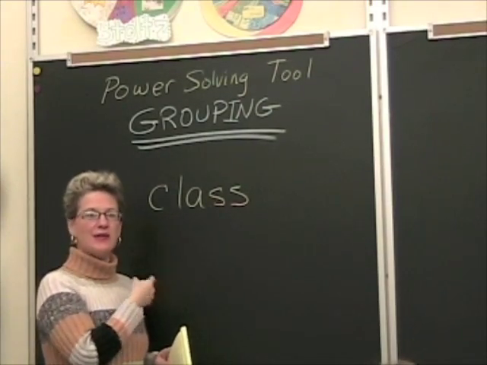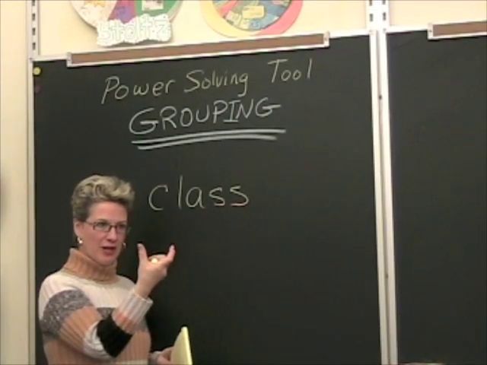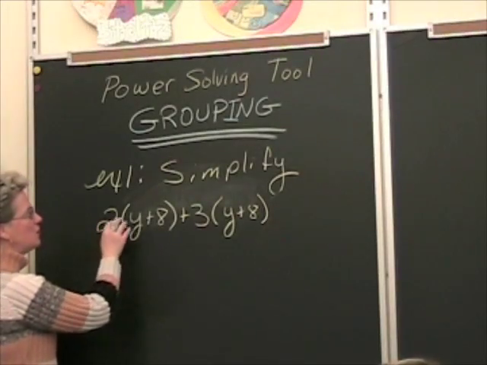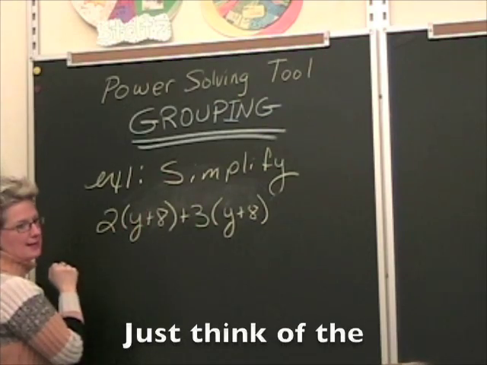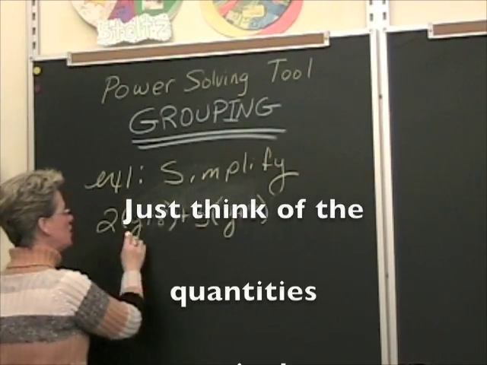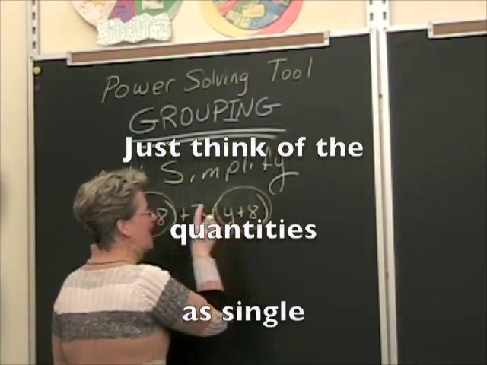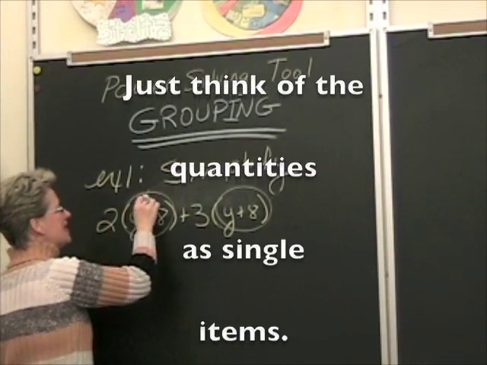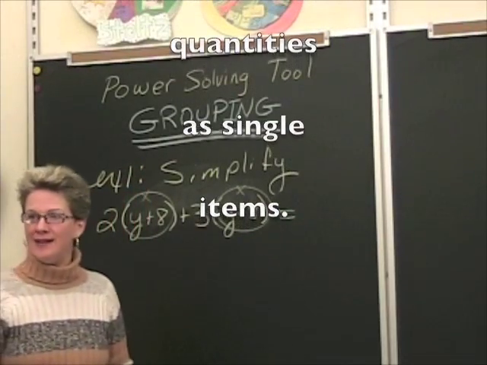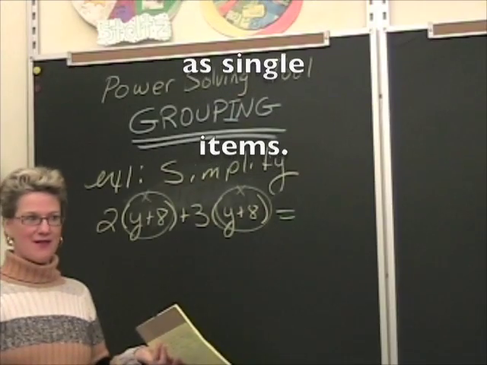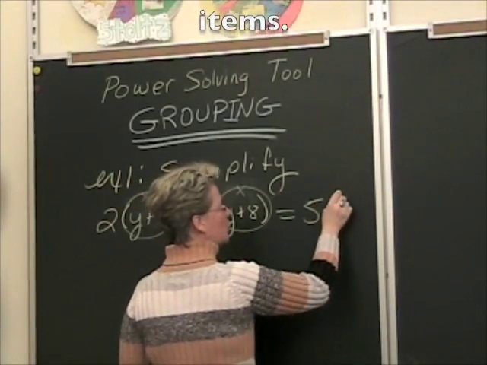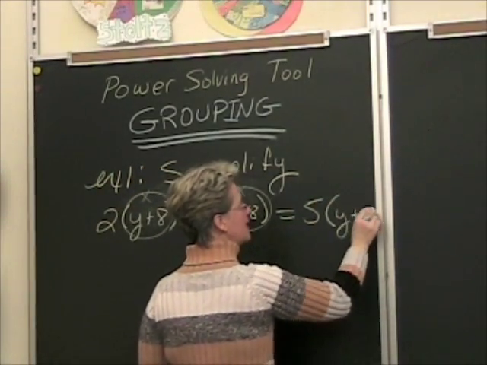This same concept can work in algebra. Take a bunch of things and put them together into one group. Look, here we have 2 quantities of y plus 8. Here we have 3 quantities of y plus 8. So if you just squint your eyes and think of these quantities as just x, we would have a total of how many quantities of y plus 8? 5. You see, 2 plus 3 is 5. So this is 5 quantities of y plus 8.